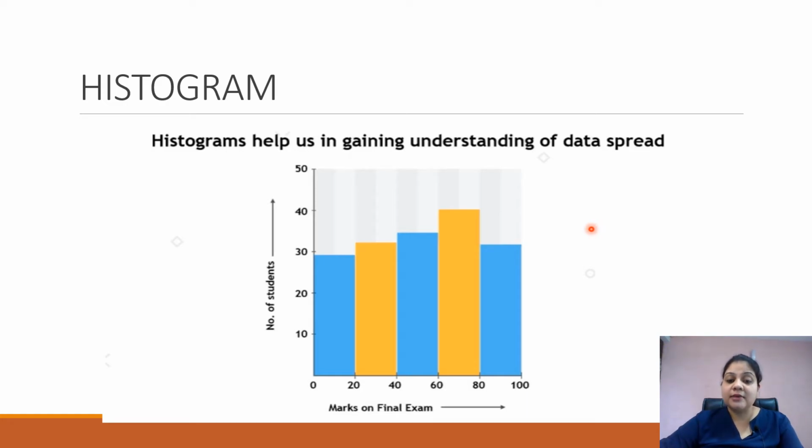We plot the marks on the final exam on the x-axis and the number of students who attained these marks on the y-axis. Now we can easily see that in the range of 0 to 20, approximately 29 students have attained these marks. Similarly, in the range of 60 to 80, approximately 40 students have attained those marks. So this kind of structure is easier to understand and visualize than the frequency distribution.